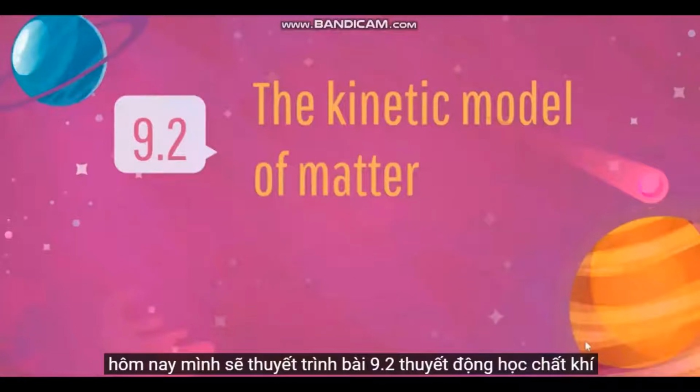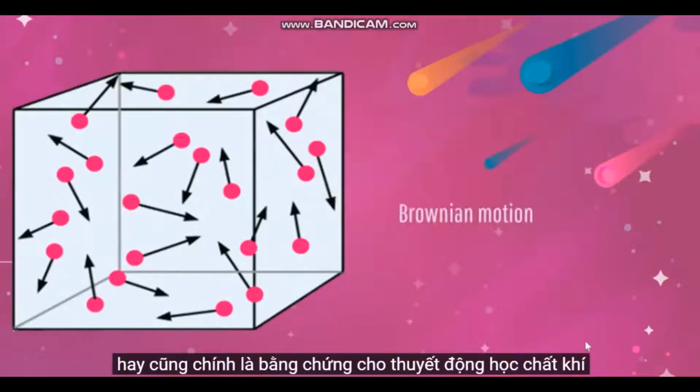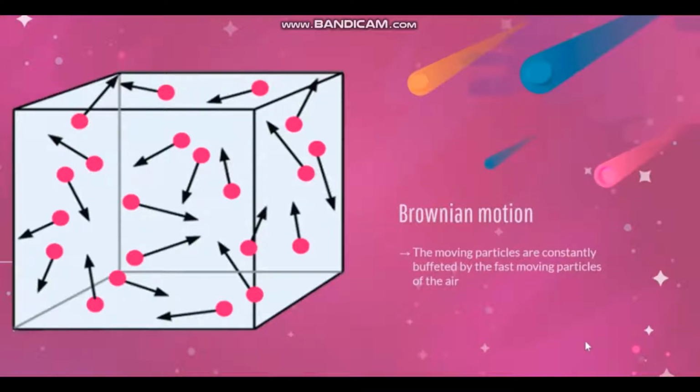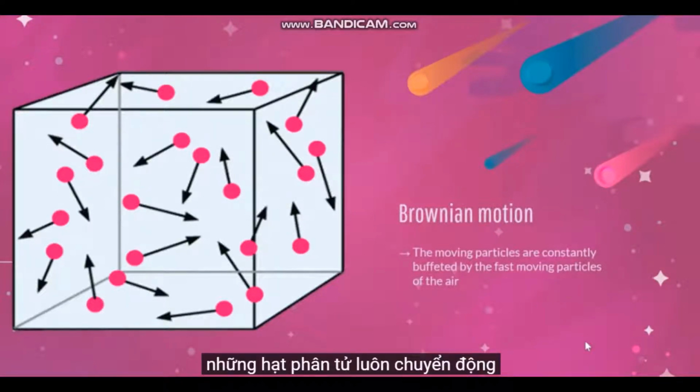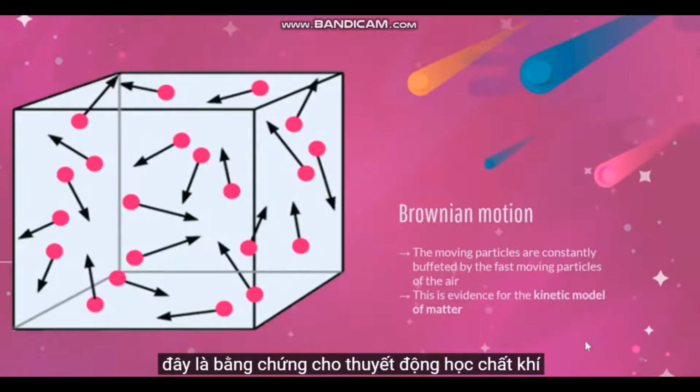Thanks. We'll be presenting 9.2, the kinetic model of matter. So first off, we'll be explaining Brownian motion, which is also the evidence for the kinetic model of matter. So in here we have a box. The moving particles are constantly bombarded by the fast moving particles of the air. The air particles are the pink ones. So this is the evidence for the kinetic model of matter.